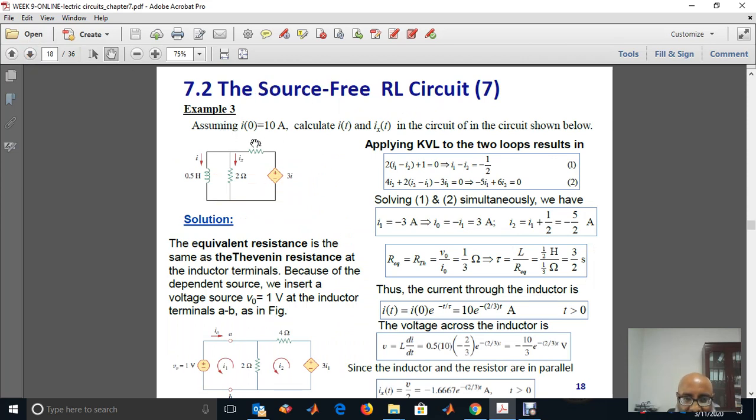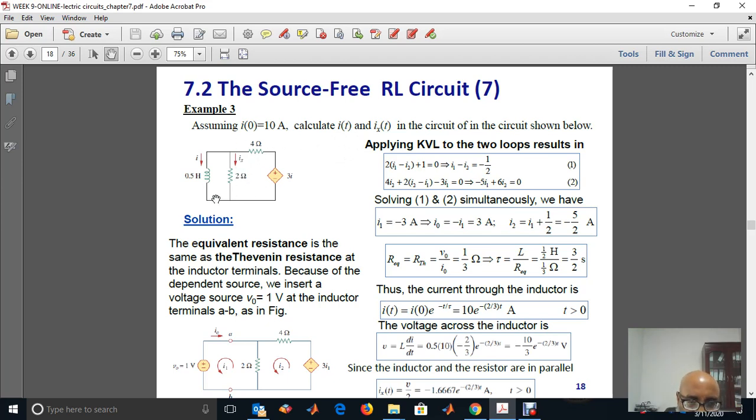This is an example of an RL circuit. For example, initially the inductor current is 10 amperes. Calculate the current i(t), and Ix through the 2 ohm resistor.